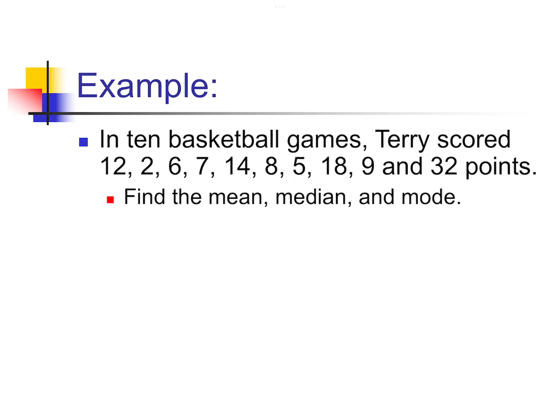Here, we're going to find some information and then answer some questions about it. So in 10 basketball games, Terry scored the following points. We want to find the mean, median, and mode. So we're going to find each of these. Pause, see if you can figure out what each of these are, the mean, the median, and the mode.